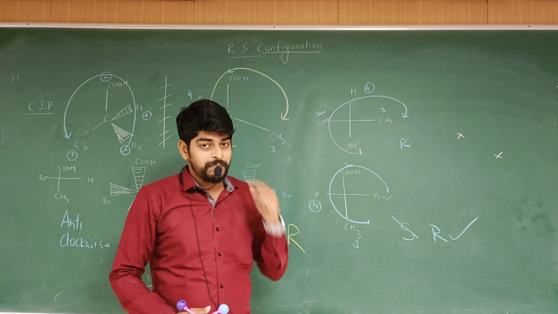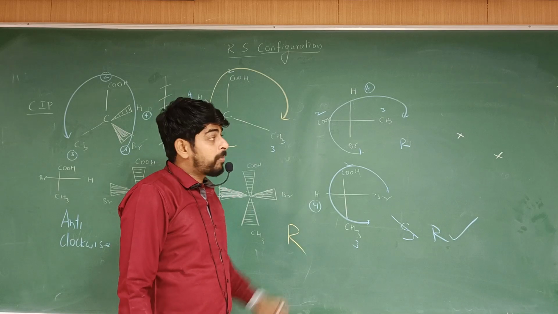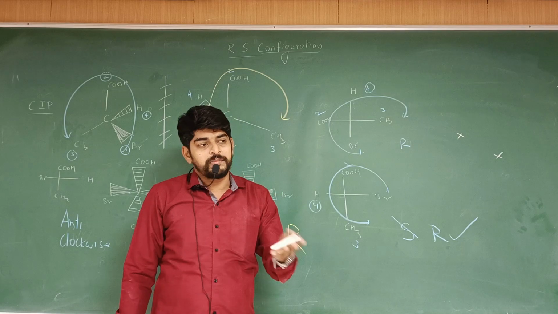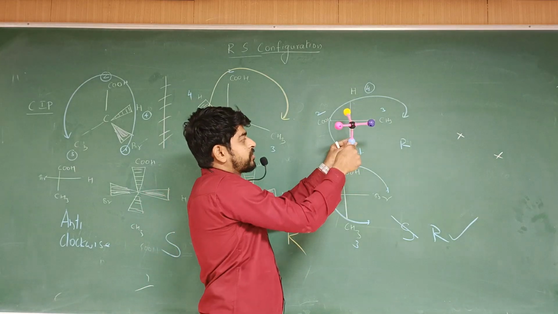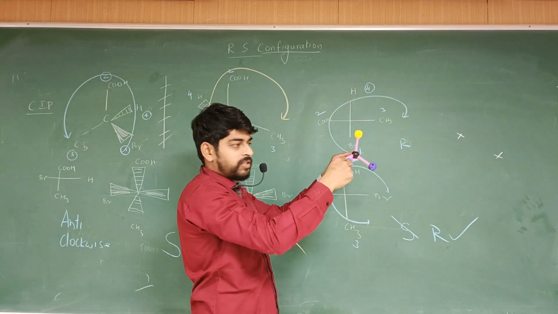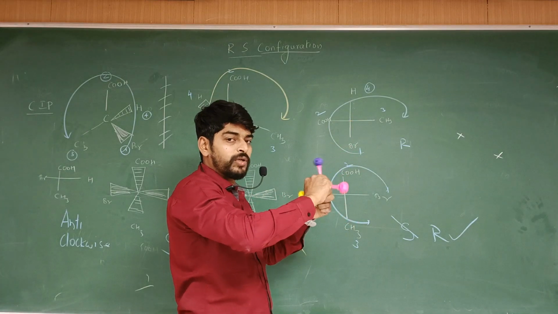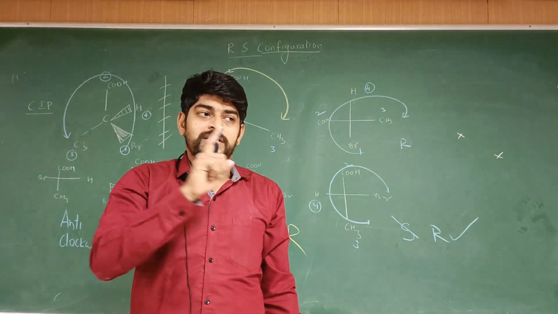Sir, whether the hydrogen atom is up or down on the vertical line doesn't matter? Up or down doesn't matter. If it is up or if it is down, it is still on the vertical line, which means it is directed away from you, and the remaining 3 will work. If it is down also, you are seeing the 3. If it is up also, you are seeing the 3. Because rotation of 3 groups doesn't make any change in the configuration. Okay, so this is about assigning RS configuration.